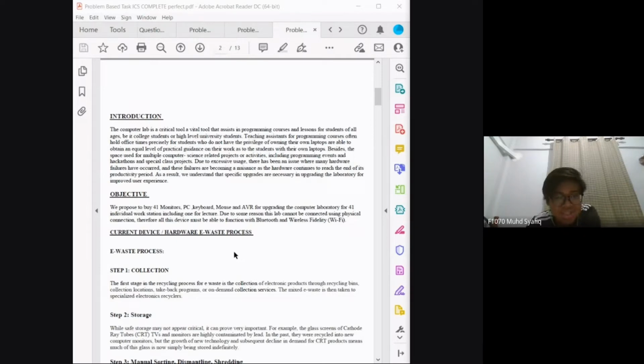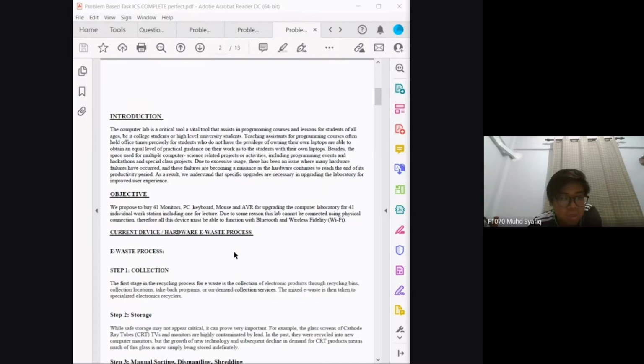Due to excessive usage, there has been an issue where many hardware failures have occurred, and these failures are becoming a nuisance as the hardware continues to reach the end of its productivity period. As a result, we understand that specific upgrades are necessary in upgrading the laboratory for improved user experience.